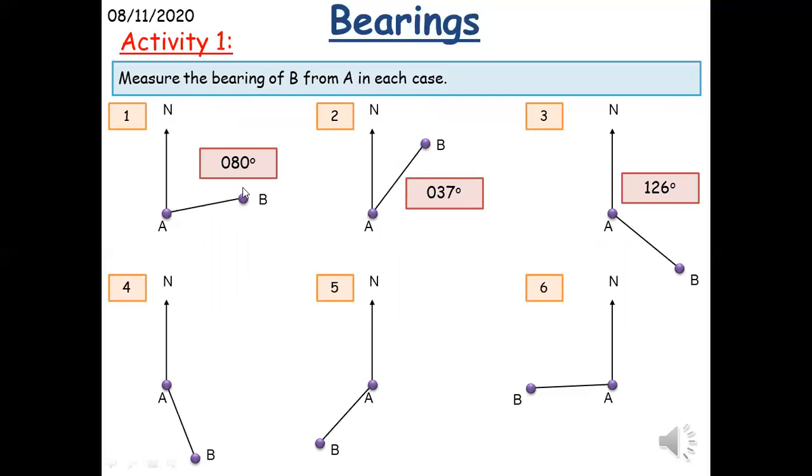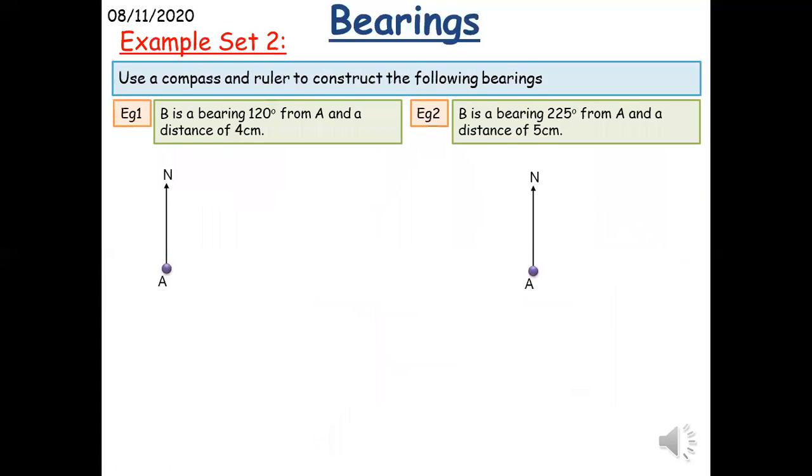Okay, let's see another type of question that can come. The last questions we took were that he gave you the drawing and asked you to measure. But in this question, he gave you the bearing and he wants you to draw it. Use a compass and a ruler to construct the following bearings. B is at a bearing of 120 from A and a distance of 4 centimeters.